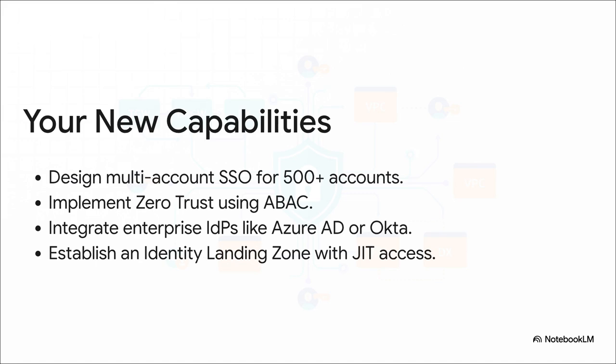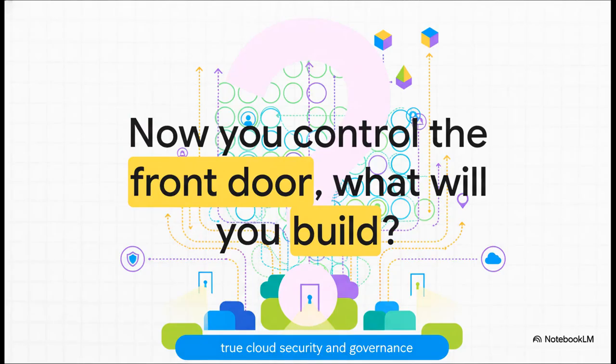By applying these patterns, you now have the complete blueprint. You can design and implement a secure, scalable, and fully auditable identity framework for any enterprise, no matter how big or complex it is. This architecture gives you the foundation for real cloud security and governance. It's not the end goal, it's the starting point. So the real question is, now that you've secured the front door, what incredible things are you going to enable your teams to build with this newfound safety and agility?